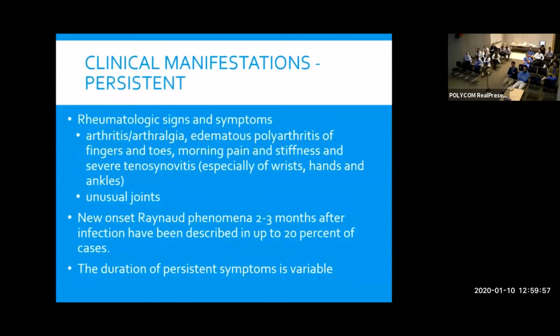I just want to point out that we're seeing more and more persistent clinical manifestations. In particular, you can set off a rheumatological problem that can last for months and years. They can have arthritis, arthralgia of almost any joint, and that can be persistent for months. So it's worth asking, where did you travel, even last year? Is there a risk for that? You can even get Raynaud's phenomenon up to 2 to 3 months after infection, and that has been described in up to 20% of people. The duration of these consequences can be variable.